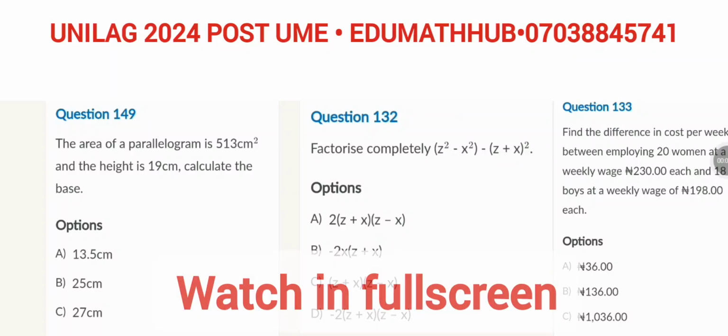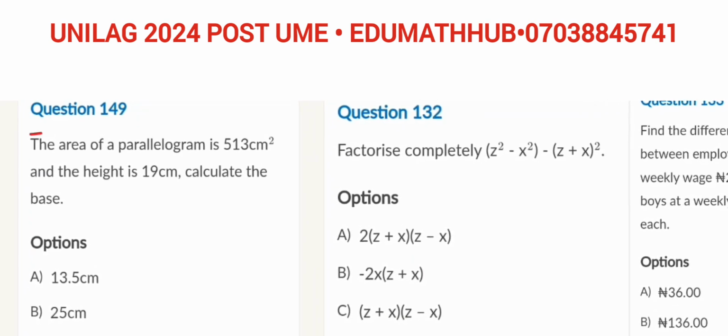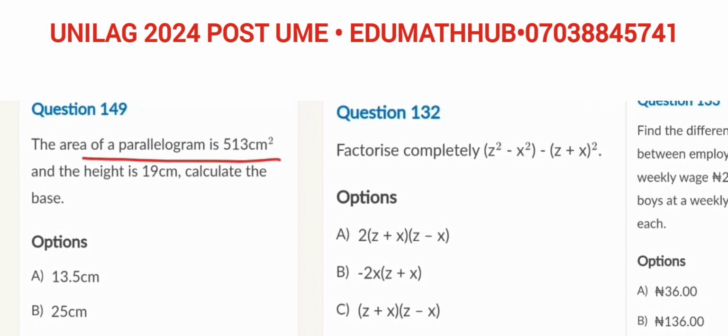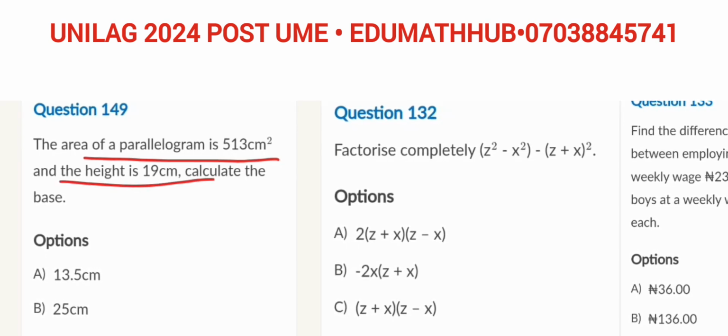Let's quickly take some questions for UNILAG POST UME mathematics. So, number one, the first one here, we are told that the area of a parallelogram is 513 cm squared and the height is 19 cm. We have to find the base.